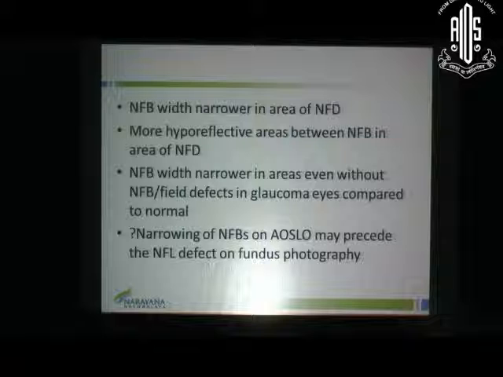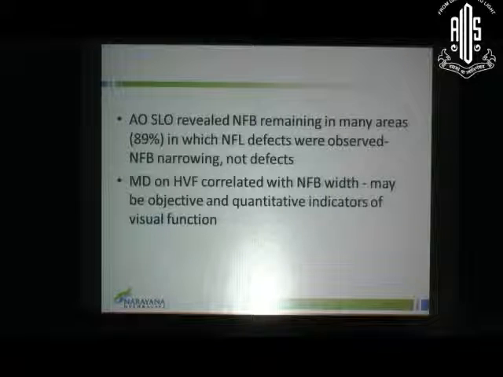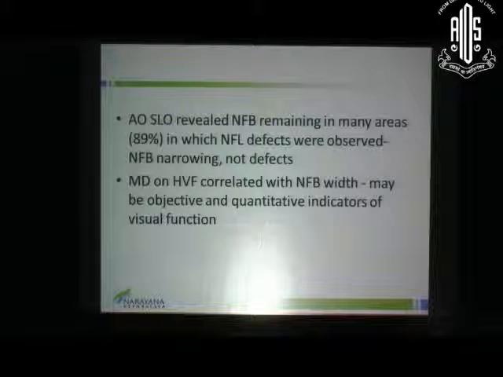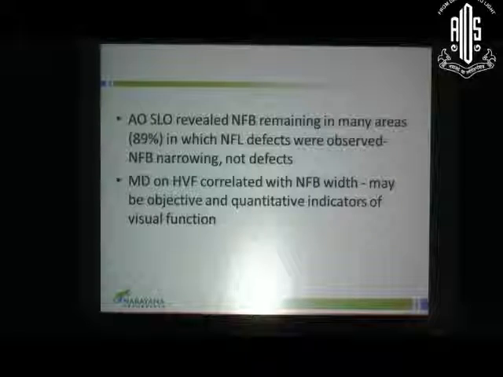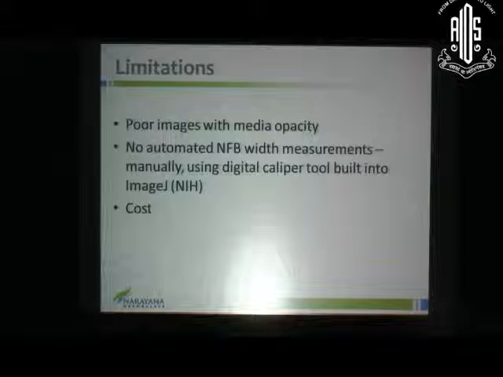Now whether this narrowing precedes the NFL defect that we see on fundus photography is something that we need to see over a period of time. AO-SLO revealed nerve fiber bundles remaining in many areas where we saw the defects. So it was actually just thinning and they were not total defects. Comparing it with visual fields, they found that the MD on HVF correlated well with the nerve fiber bundle width. So it may also be an objective and quantitative indicator of visual field function.